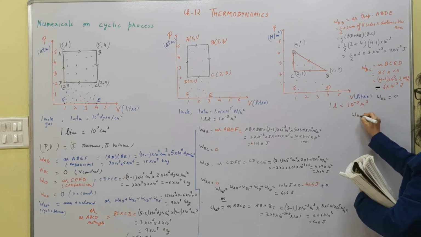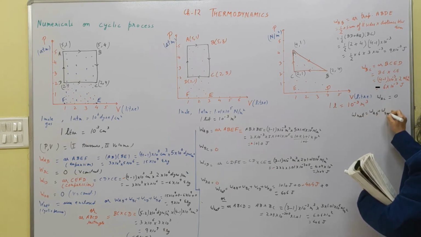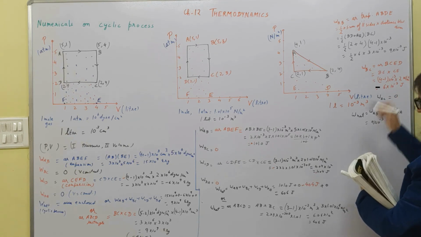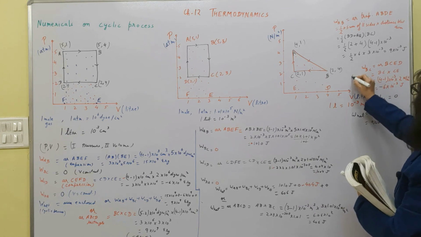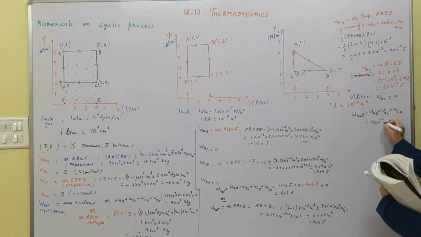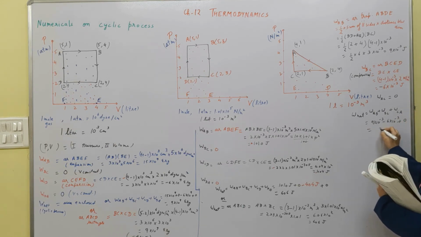So W net in this case will be again WAB plus WBC plus WCA. So this is 9 into 10 to the minus 3, and this will have a minus sign. Why? Because BC is compression. So this is minus 6 into 10 to the minus 3 plus WCA is 0. So this gives me 3 into 10 to the minus 3 joules.